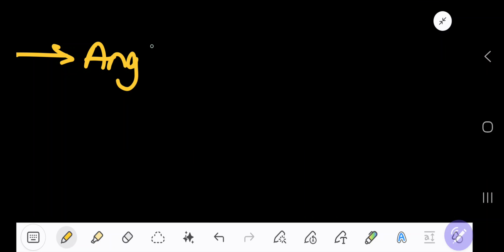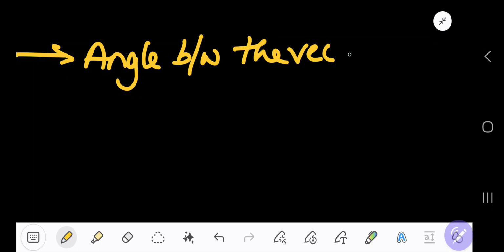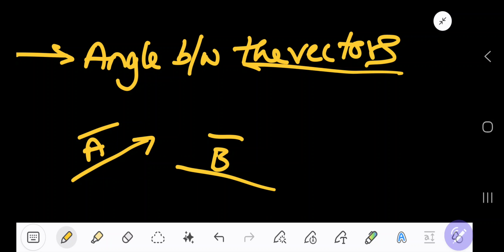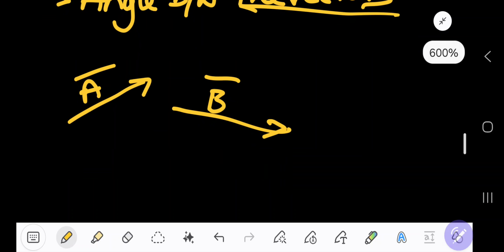Alright. Now let's talk about the angle between the vectors. Suppose you have two vectors a bar and b bar. How would you represent the angle between these two vectors?